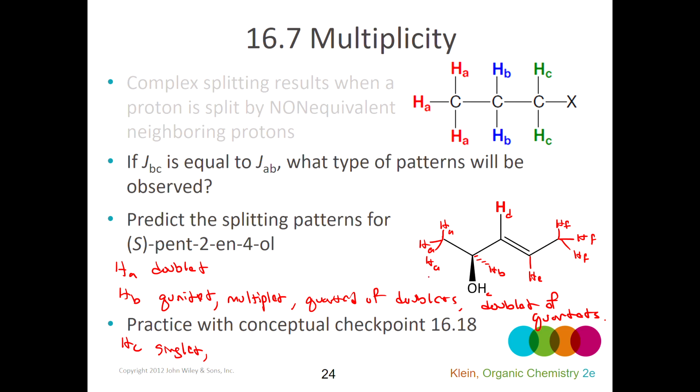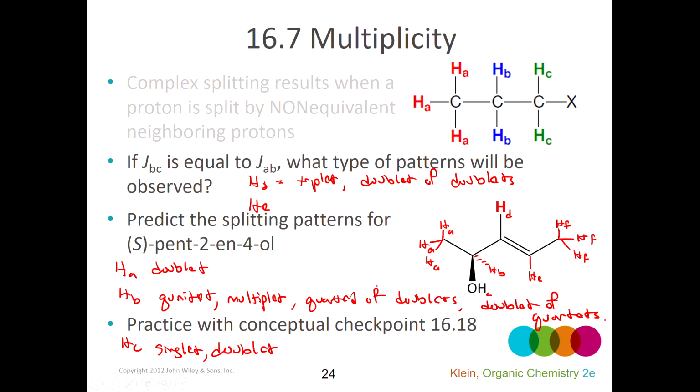But I might see a doublet if the sample does not undergo fast exchange for that hydrogen exchanging with other hydrogens. It might actually get involved in splitting, and if it were, it would be split by B and do a doublet. So there's a couple possibilities for that as well. HD, we talked about that. HD would be split by B and by E. So if they had the same coupling constant, it might be a triplet or probably a doublet of doublets if they were splitting with different coupling constants.